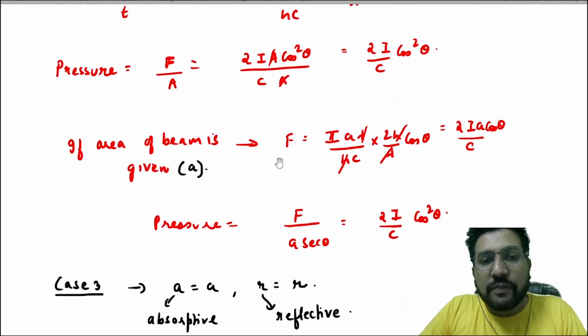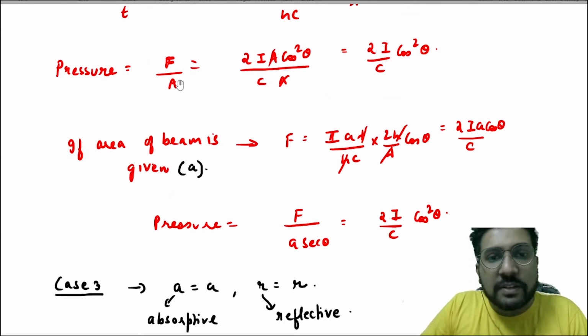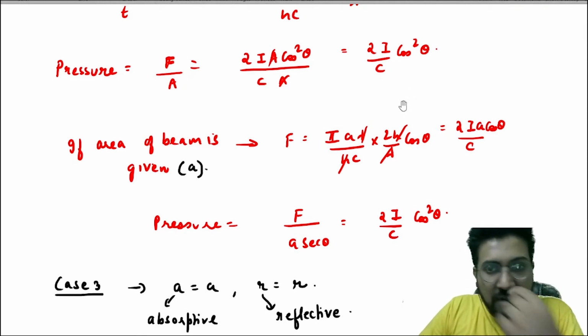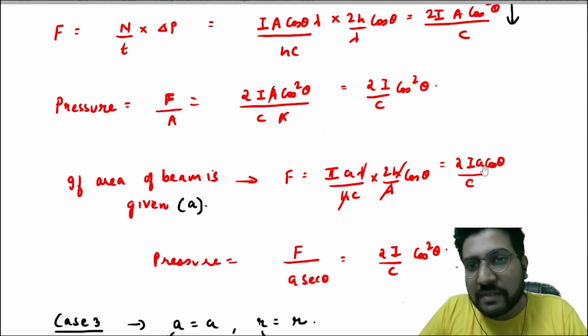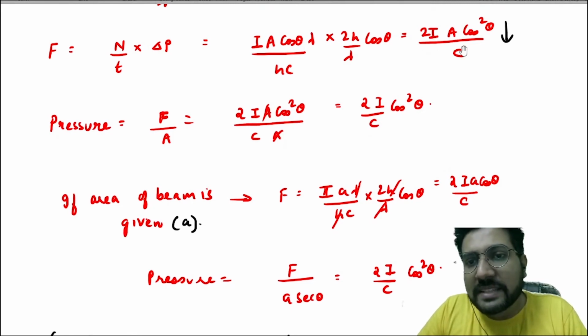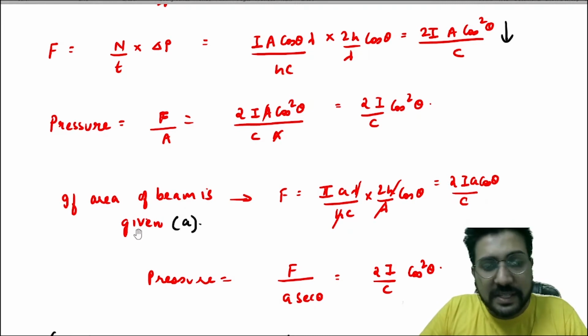That means again the formula of pressure does not change even if they have given you the pressure, the area of the surface or the area of the beam. All right, so the formula of pressure will be 2I by c cos square theta, but yes, the formula of force will depend on the area of the beam or area of the surface. If area of surface is given, it will be 2IA by c cos square theta, and if area of beam is given, it will be 2IA by c cos theta.